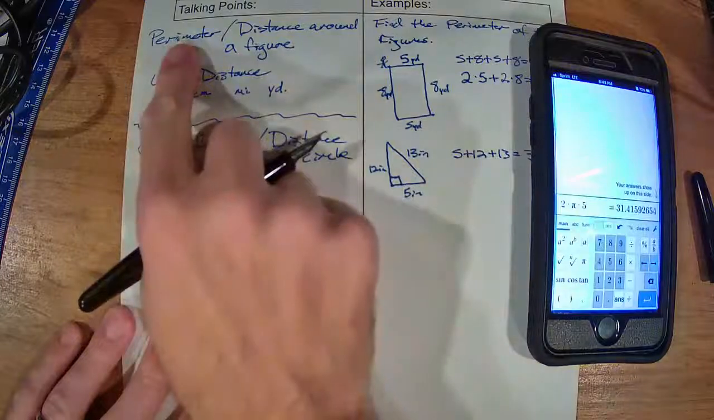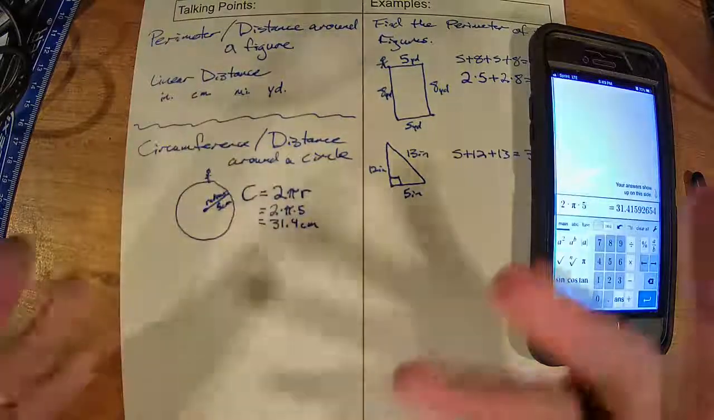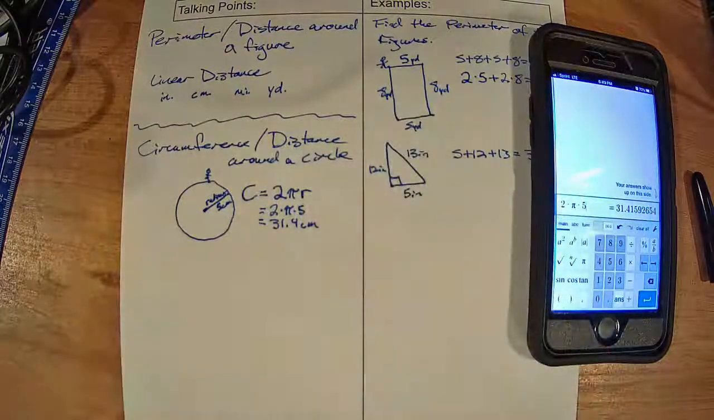Again, the same concept as perimeter, the only difference being circumference is specific to a circle, all right, whereas perimeter is more general, talking about other figures.